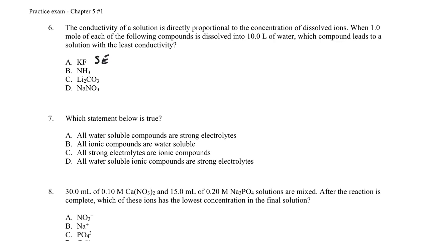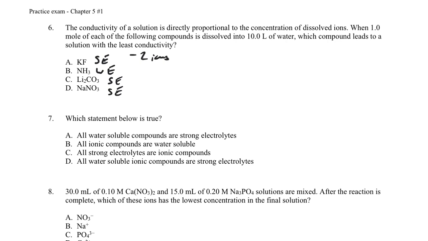Anything with potassium is water-soluble. Ammonium, we just saw, is a weak electrolyte. Lithium carbonate, anything with lithium soluble, it's one of the exceptions for carbonate as well, so this is a strong electrolyte. And then sodium nitrate is also a strong electrolyte. And so we get a ton of ions with A, C, and D. We get very few ions dissolving with ammonia because of it being a weak electrolyte.